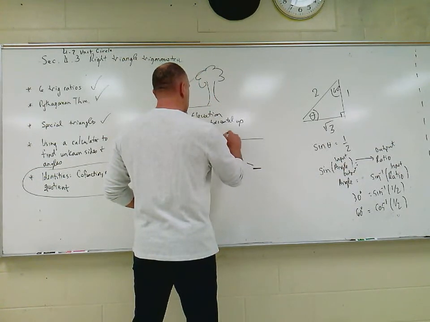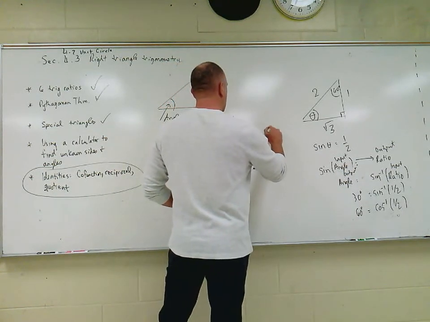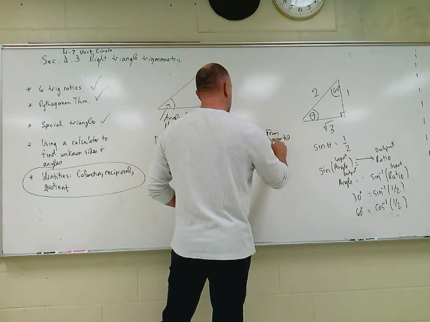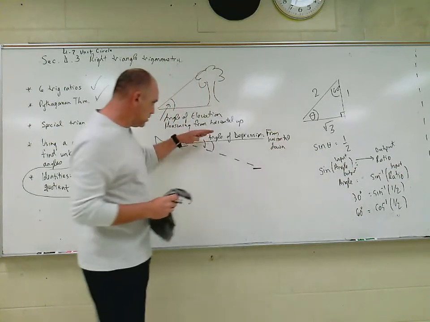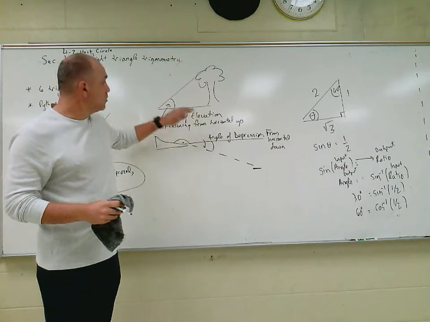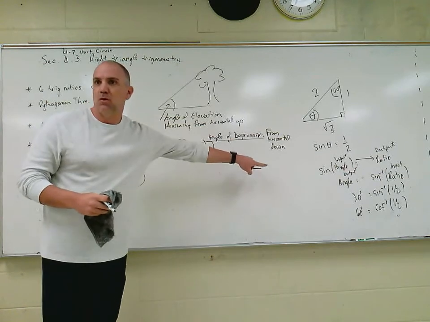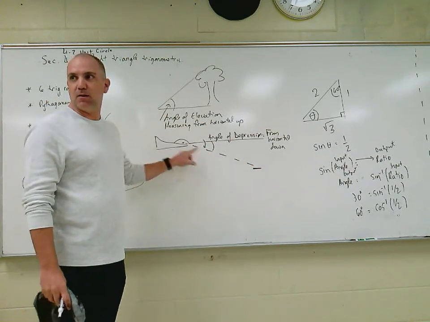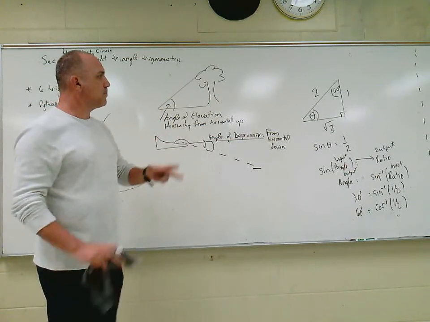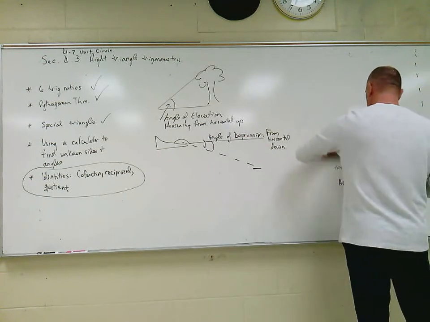And then if you see angle of depression, that's from horizontal down. Okay. It's like we're looking at a side view of a picture. So angle of elevation is horizontal up, angle of depression is horizontal down to some target. Here, of course, I did a guy in an airplane looking down, and here we're looking to the top of a tree.